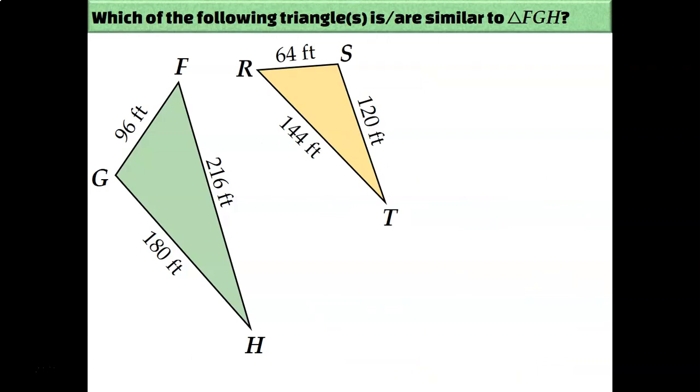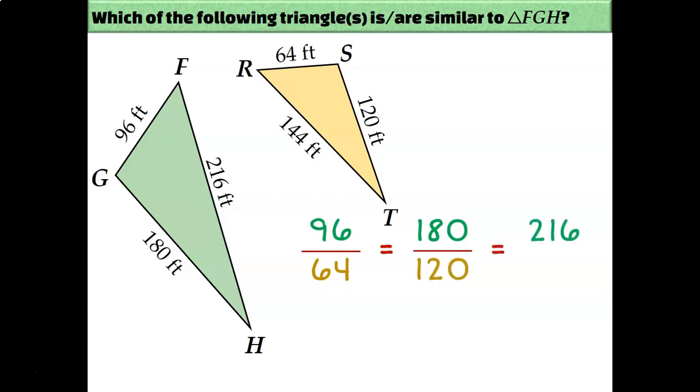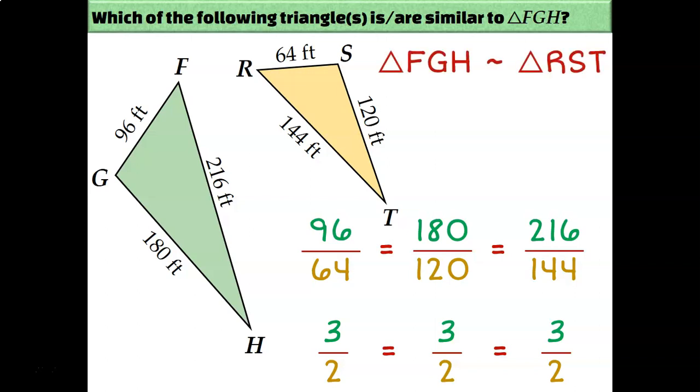Now let's compare triangle FGH to triangle RST. Again, I'm just going to set up a statement of proportionality going small over small equals medium over medium equals large over large. The next step is to reduce each fraction completely. 96 over 64 reduces to 3 over 2. And 180 over 120 reduces to 3 over 2. And also 216 over 144 reduces to 3 over 2. So since all of my corresponding sides reduce to the same ratio in their most simplified form, these two triangles must be similar. So I'm going to write a similarity statement to say that.